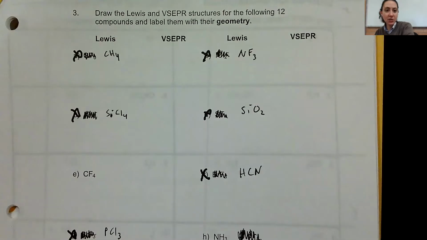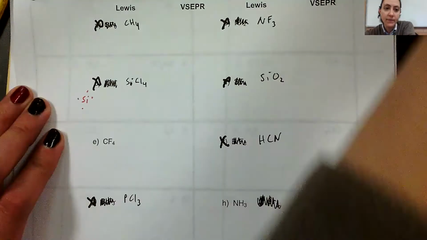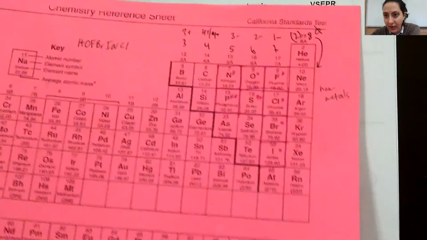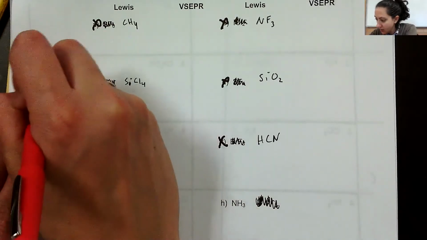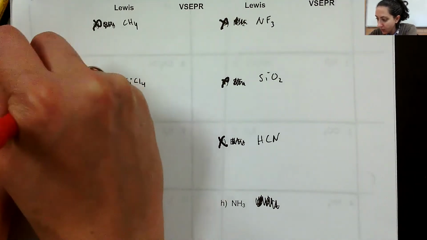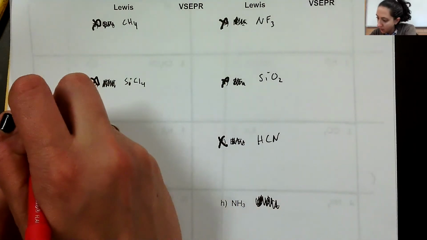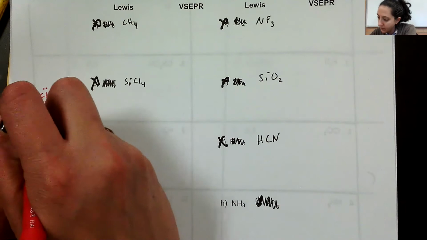SiO2, we've also already done. Let's do SiCl4. So again, silicon has 4 valence electrons. Chlorine has 7. And there's 4 of them. So 7, 7.